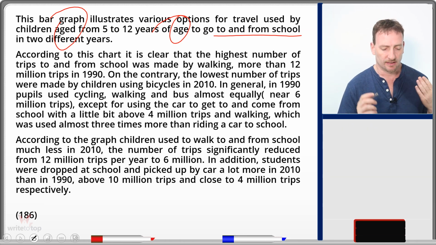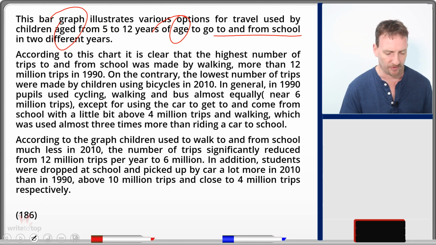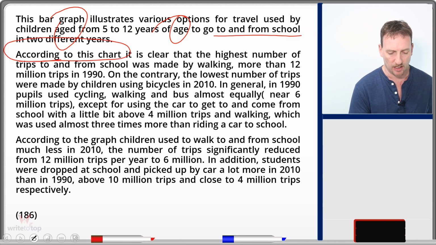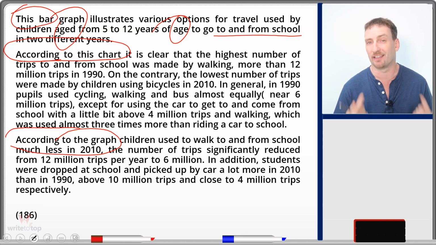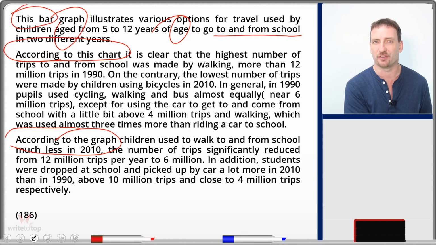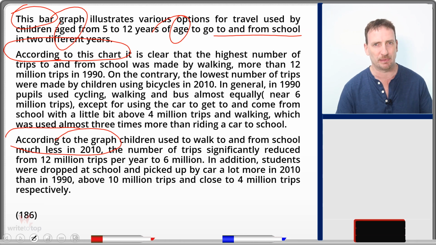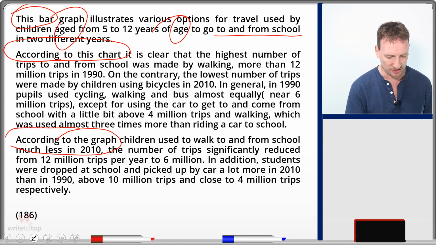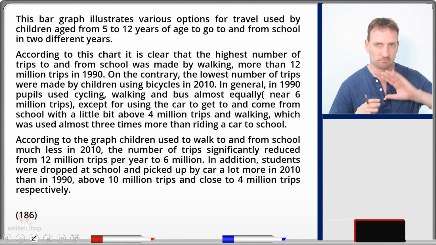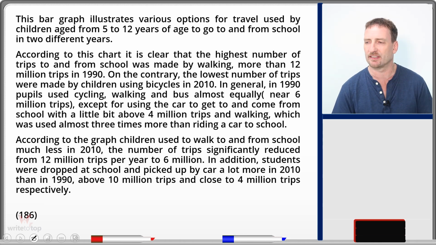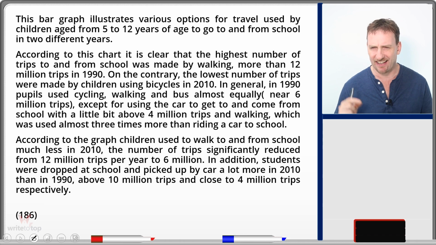Okay? Now, this is a very common thing I see in a lot of task ones. According to this chart, and then again, according to the graph. But you already told me you're looking at this bar graph. You don't need to tell me again. You tell me once in the introduction, that's it. Do not repeat this particular expression. There's just no need for it. Okay, so don't repeat that. Just get right to the point. It is clear that the highest number of trips to and from. So right away, you're getting into the details. What is missing? Right away, you should notice that something is missing here.